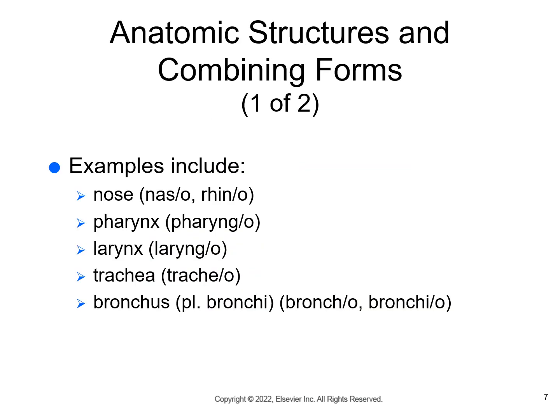Some combining form examples that we see very frequently in this system are naso and rhino for nose, pharyngo for pharynx, laryngo for larynx, tracheo for trachea, and when we look at bronchus, bronchi is the plural and bronchus is the singular, with broncho and bronchio. These are very close to their actual meaning in several instances here, so hopefully this will be a little bit easier for you in this particular part anyway.